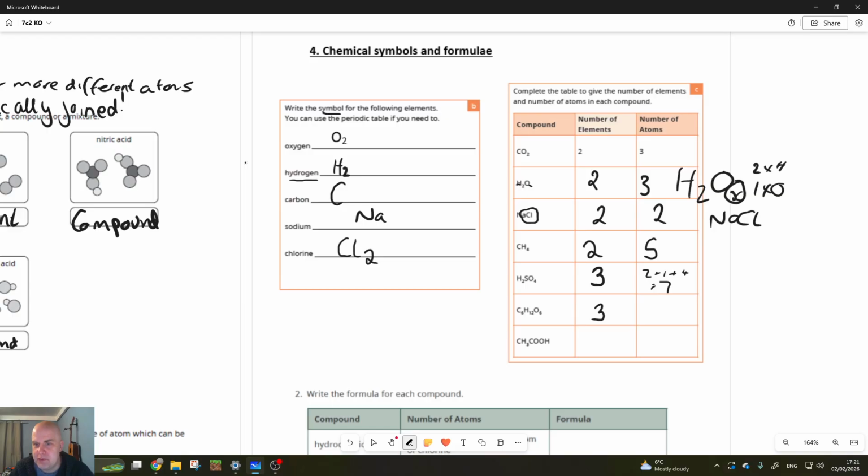Now, how many atoms do we have here? We have 6 plus 12 plus 6. That makes 24. Fantastic.